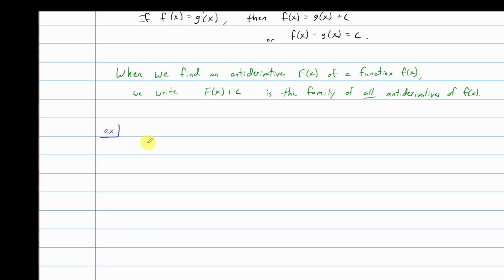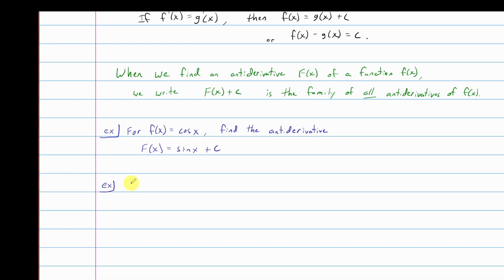Okay, let's look at some examples. For f of x equals cosine x, find the antiderivative. Well, I know that the derivative of sine x is cosine x. So what I can do is say, okay, my antiderivative F of x will be sine of x, and we'll tack on that plus c so that we're giving all of the possible solutions, right? So the whole family of functions that are antiderivatives of little f.